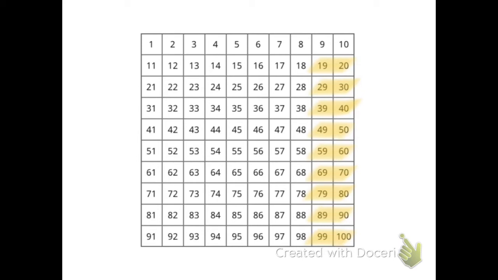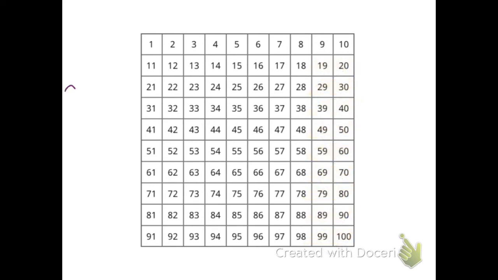After 19 is 20, 29, 30, 39, 40, 49, 50, 59, 60, 69, 70, 79, 80, 89, 90, 99, 100.